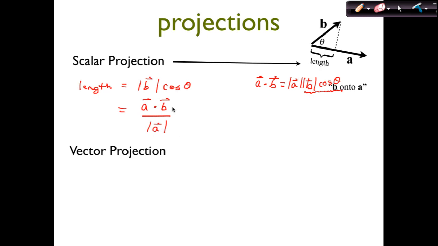What's convenient about that versus this way of doing it? How is this helpful to find that scalar projection? You don't need the angle, right? So this is a way of getting that value, how much of B projects onto A, without knowing the angle. Because we could calculate A dot B the other way, right? We could calculate A dot B by adding up the products of the components. Okay? So that's the scalar projection of B onto A.